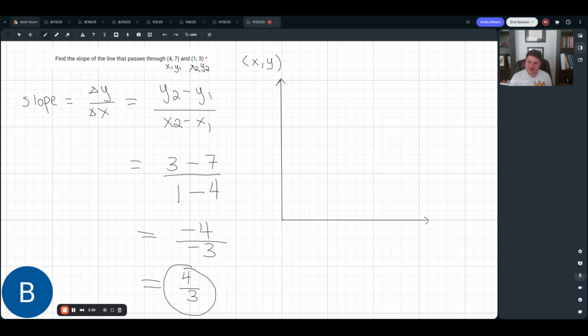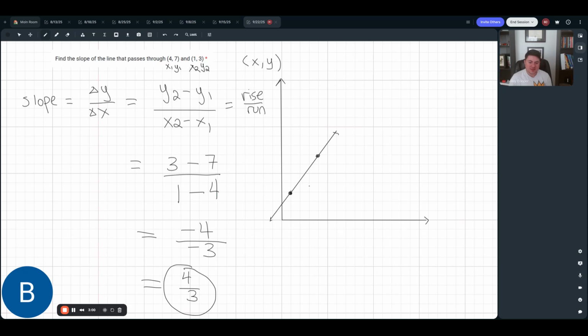We can plot our points. So one of our points is (1, 3). One of our points is (4, 7). And another way that you can think about this formula is rise over run. So if we just connect these points, we can see our line. So our line is going to look something like this.